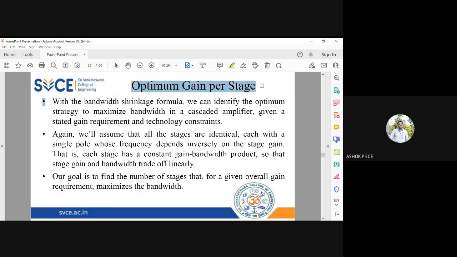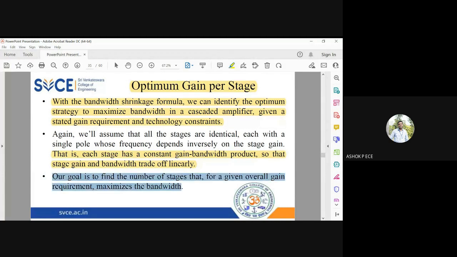Optimum gain I can have per stage. So we have seen that if we are going to have more number of stages, the bandwidth is going to reduce, the gain is going to increase. So that should be a strategy to say that I need to have an optimum gain per stage. So even though the bandwidth is reducing and gain is increasing, you always remember the gain bandwidth product will always be constant for a given amplifier.